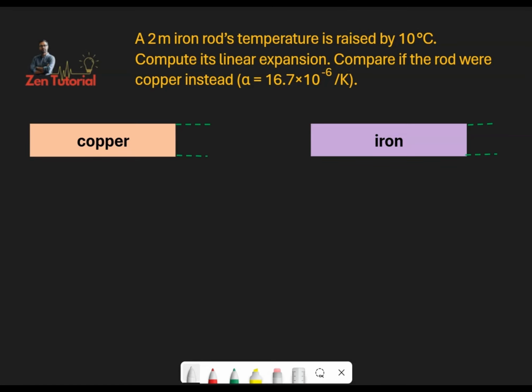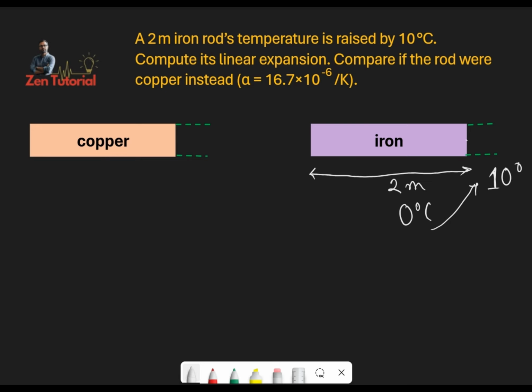2-meter iron rod. So the length of the iron rod is 2 meters initially, and in that case the temperature is 0 degrees Celsius. Now the temperature rises up to 10 degrees Celsius. In that case, the green dotted line represents the expansion.